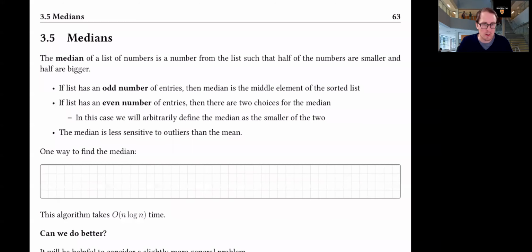Hi, everyone. Okay, so in this lecture, we're going to continue along divide and conquer algorithms, and I'm going to give two more examples of algorithms. The first one is medians.